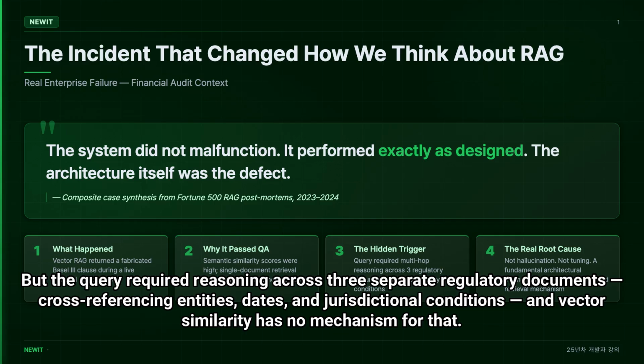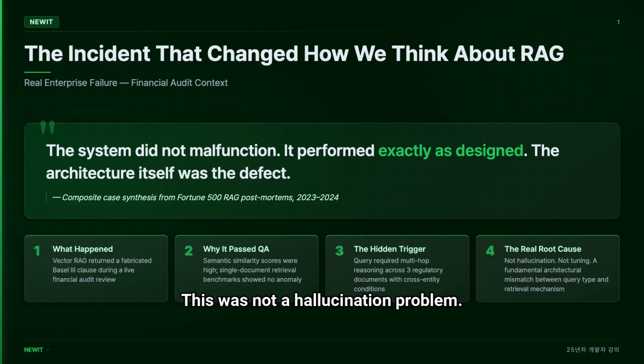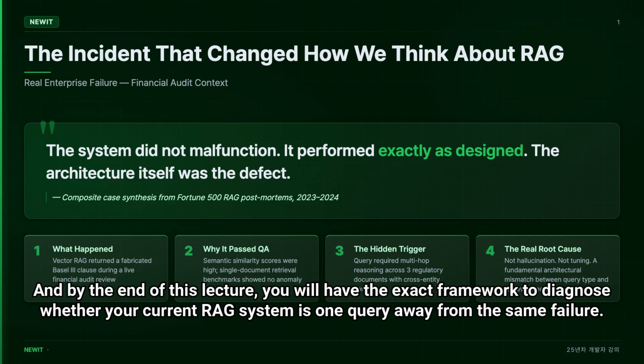But the query required reasoning across 3 separate regulatory documents, cross-referencing entities, dates, and jurisdictional conditions, and vector similarity has no mechanism for that. This was not a hallucination problem. This was not a prompt engineering problem. This was an architecture problem. And by the end of this lecture, you will have the exact framework to diagnose whether your current RAG system is one query away from the same failure.